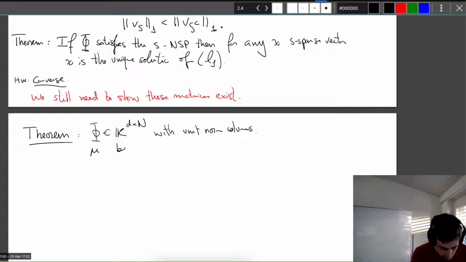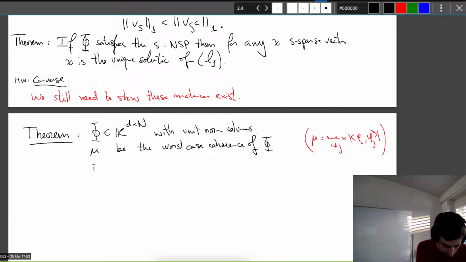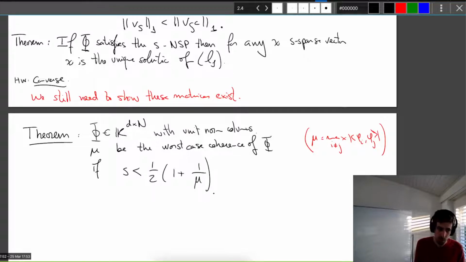Let mu be the worst case coherence of phi. Recall, mu was the max over i different than j of the inner products, phi i, phi j. Okay, we have this definition. If the sparsity is smaller than 1/2 times 1 plus 1 over the worst case coherence, then phi satisfies the null space property.